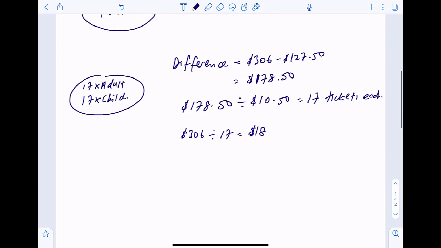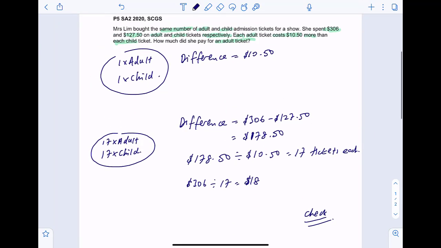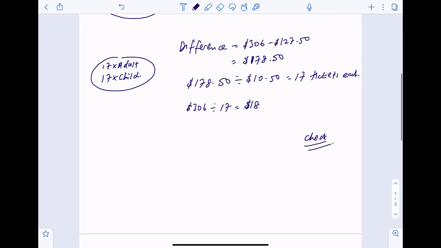Okay, now let's do a quick check. Try and find one child ticket. So child ticket will be 127.5 divided by 17 children. 127.5 divided by 17, that's $7.50.